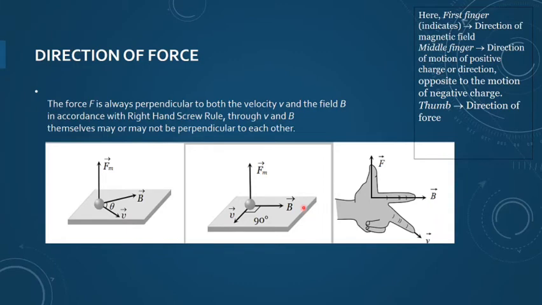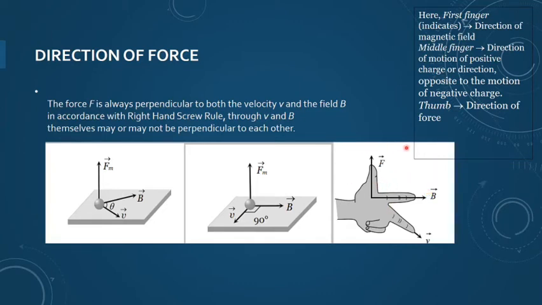This is just to revise the right hand screw rule. You may take the right hand thumb rule. You may take whatever method you like, either the curl method or the finger method. If the forefinger is showing the magnetic field and the central finger is giving you the speed, then the force will be perpendicular to both.